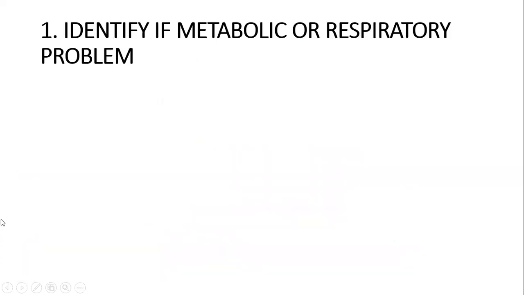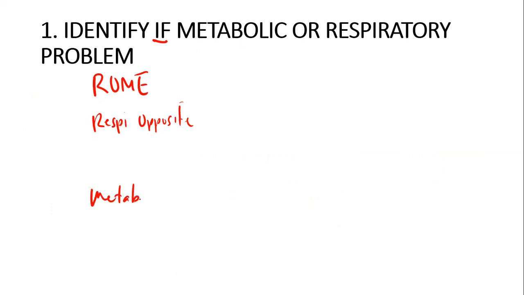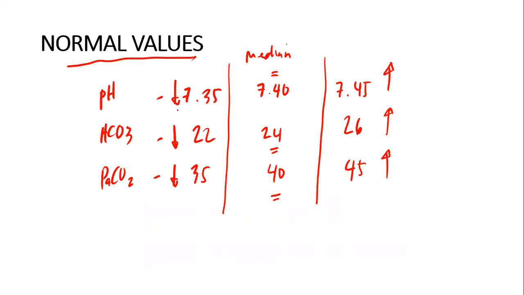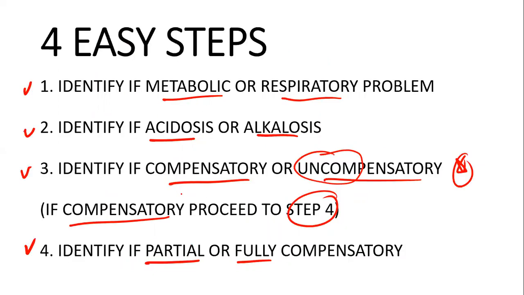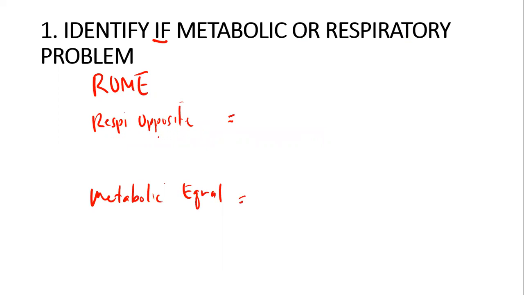Now, to identify if it is a metabolic or respiratory problem, we have to use ROME. I know that you are familiar with ROME. What does ROME mean? We have respiratory opposite, and we have metabolic equal. So what do you mean by respiratory opposite and metabolic equal? This talks about the arrows that we made earlier, right? So as you can see, we have the arrows here. Now, in step number 1, you have to identify if respiratory opposite.